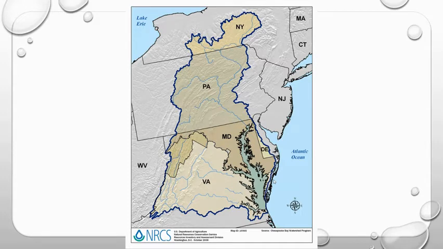Bay. So when you talk about the Chesapeake Bay, it's not just Maryland, right? We have to coordinate with parts of Delaware, PA, New York, Virginia, even West Virginia, in order to keep the health of the Chesapeake Bay high.